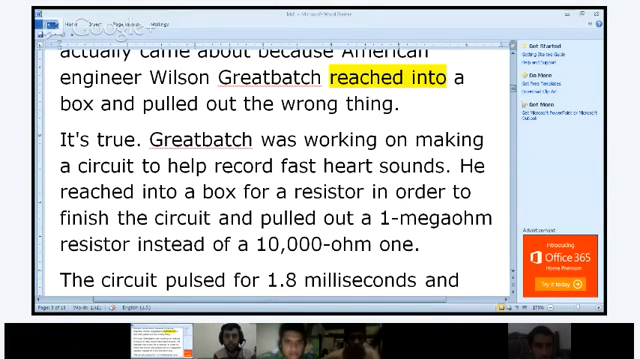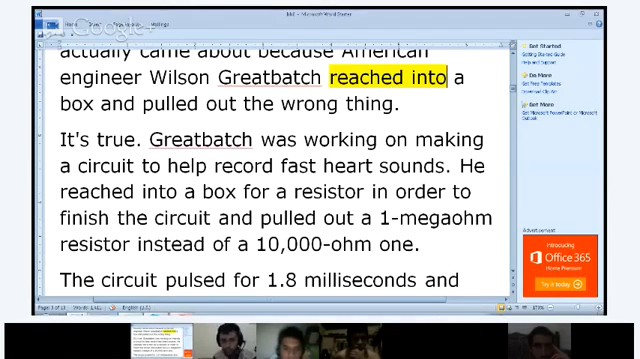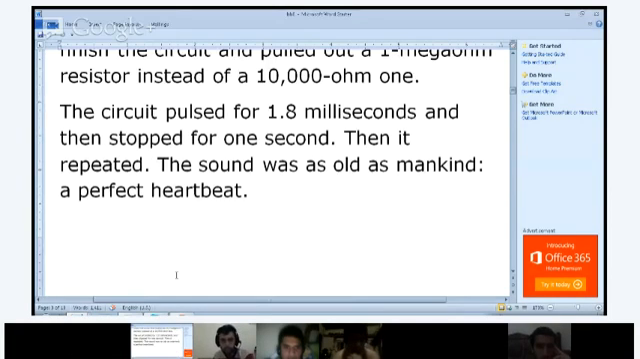Great Batch was working on making a circuit to help record fast, hard sounds. She reached into a box for a resistor in order to finish the circuit and pulled out a 1 megaohm resistor instead of a 10,000 ohm one. The circuit paused for 1.8 milliseconds and then stopped for 1 second. Then it repeated. The sound was as old as man, a perfect heartbeat.